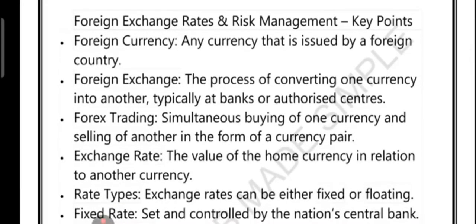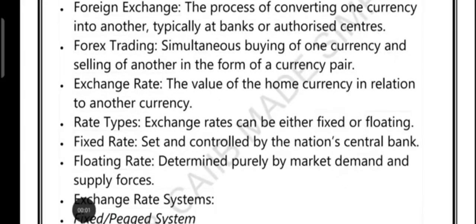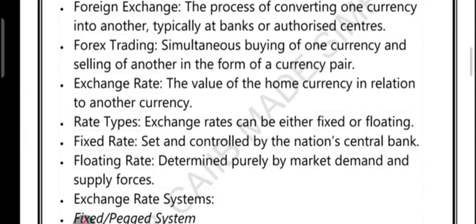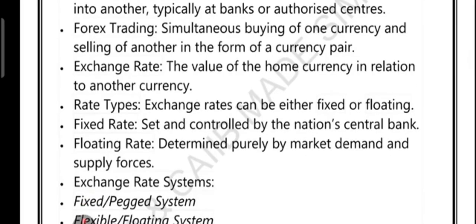Foreign exchange, or forex, is the process of swapping one currency for another, usually done at the bank or an authorized forex center. So forex trading always happens in pairs. You buy one currency while selling another at the same time, right? Then I told you about the exchange rate. The exchange rate tells you how much of your country's currency equals 1 unit of the other currency.